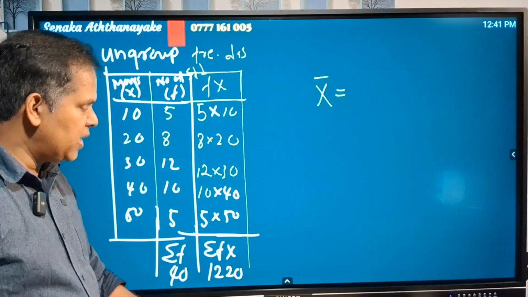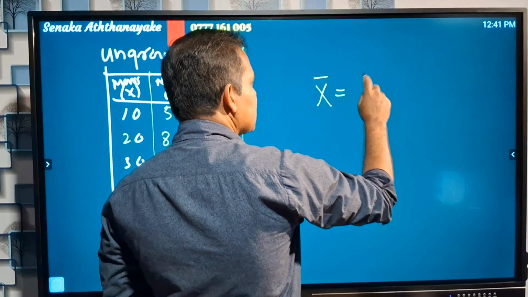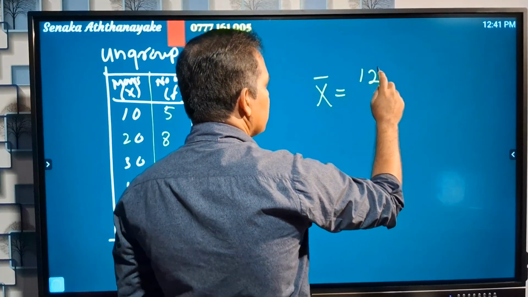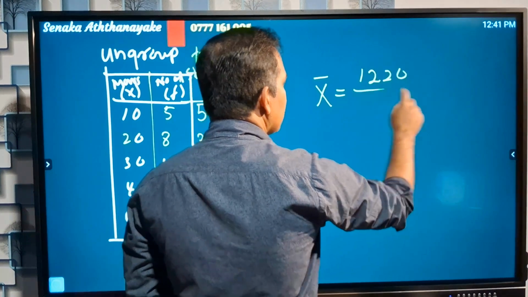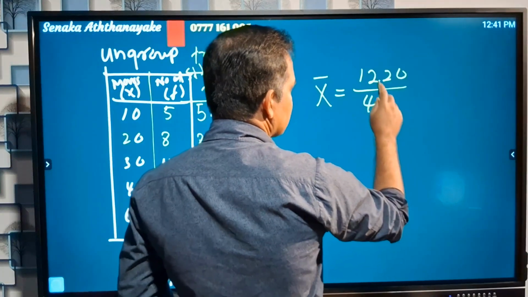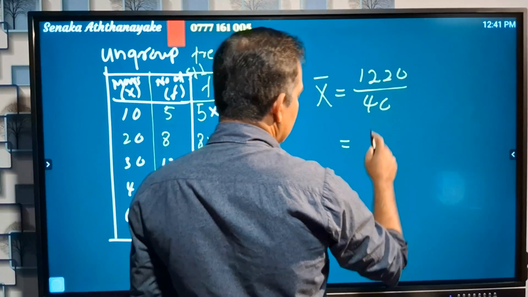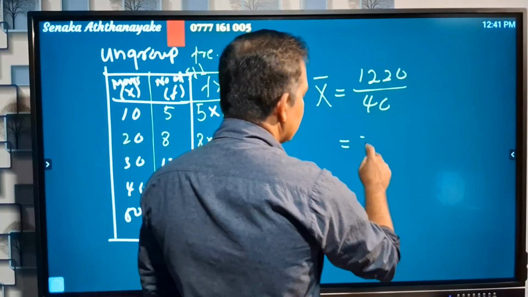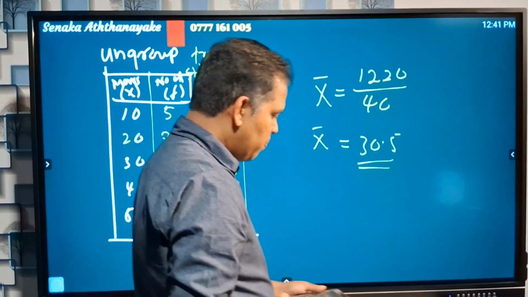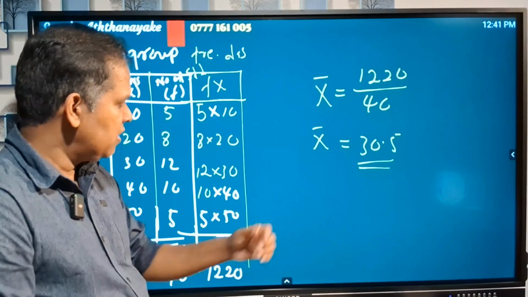Mean, what is the notation of mean? X bar. X bar can be taken considering the sum of the total marks of the total students, 1220, divided by the total number of students of this class, 40. These two values can be divided, then you can get the answer. What is the answer? 30.5. Yes, answer is what? 30.5.